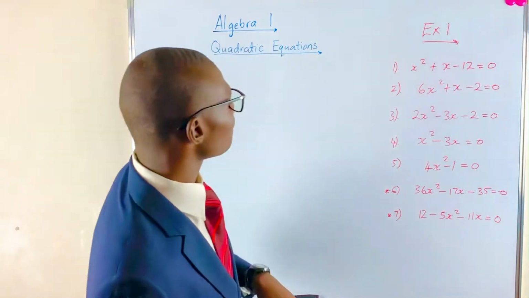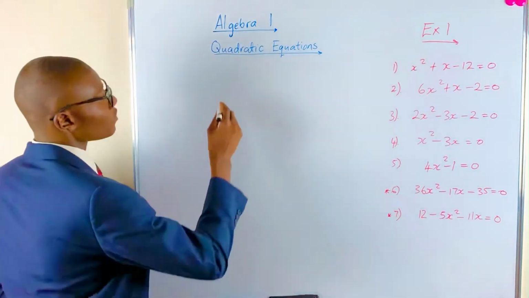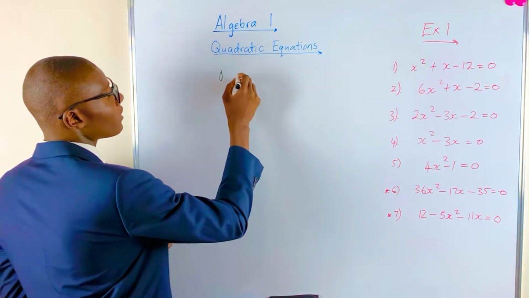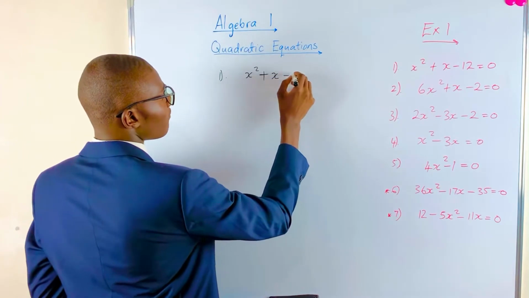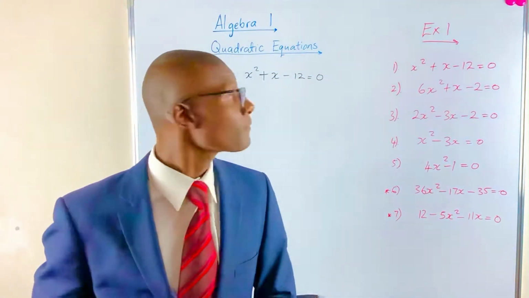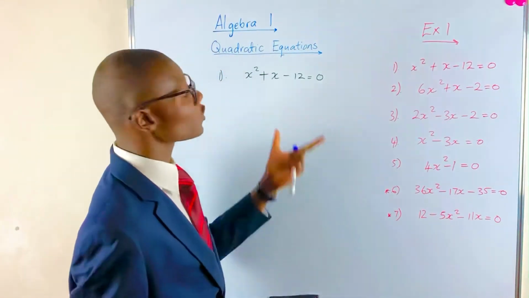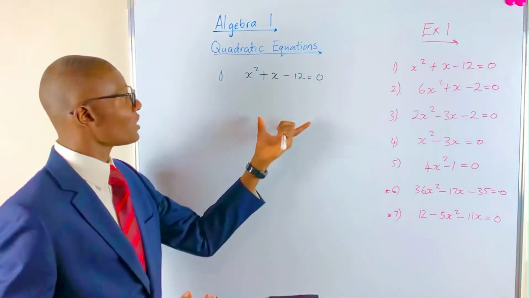So now let's start off by attempting the first question. For number 1, we've got x squared plus x minus 12 is equal to 0. So you want to solve for x and we want to find the solutions by using the factors. What we mean is that we know that you can factorize this.